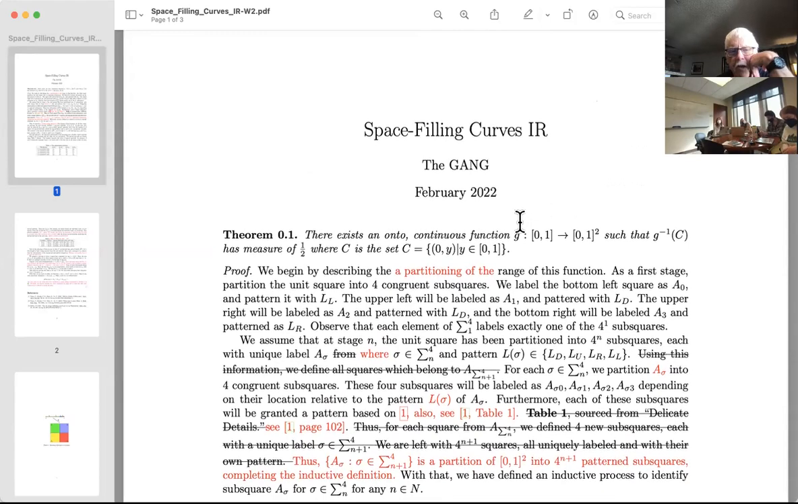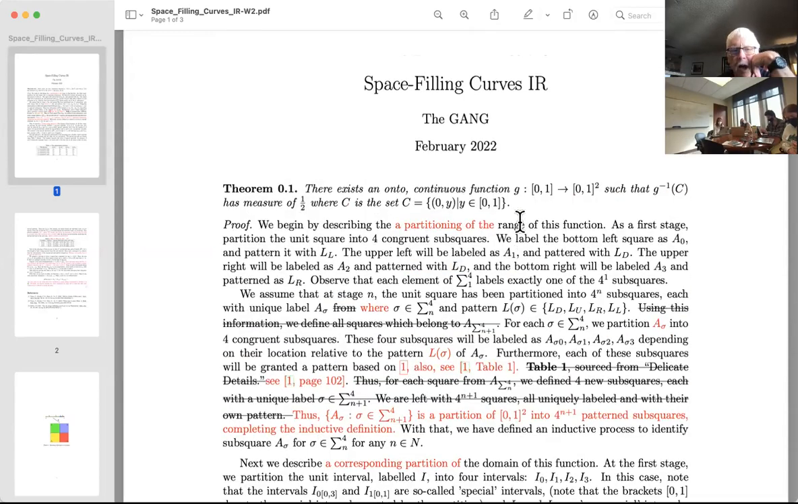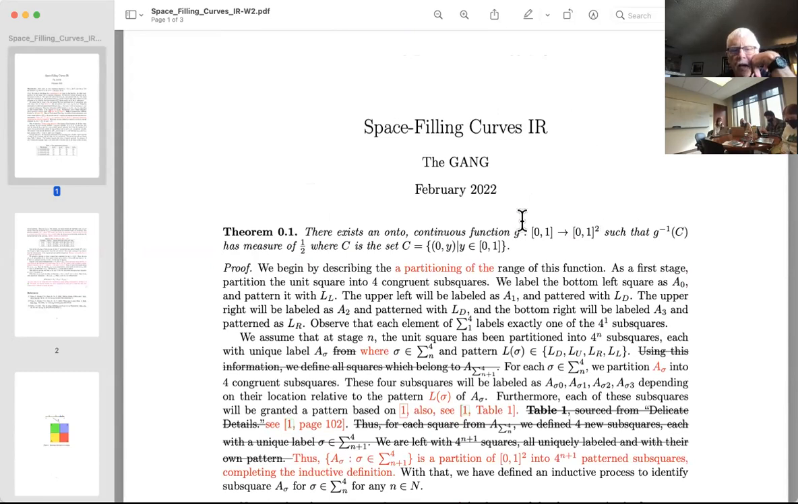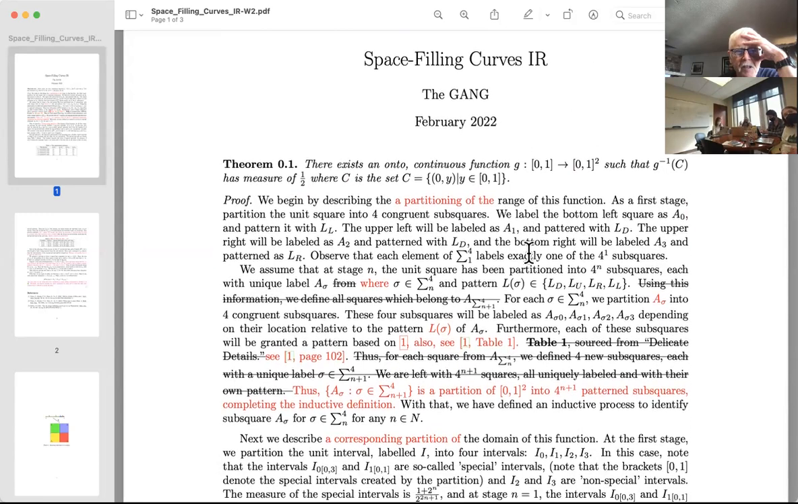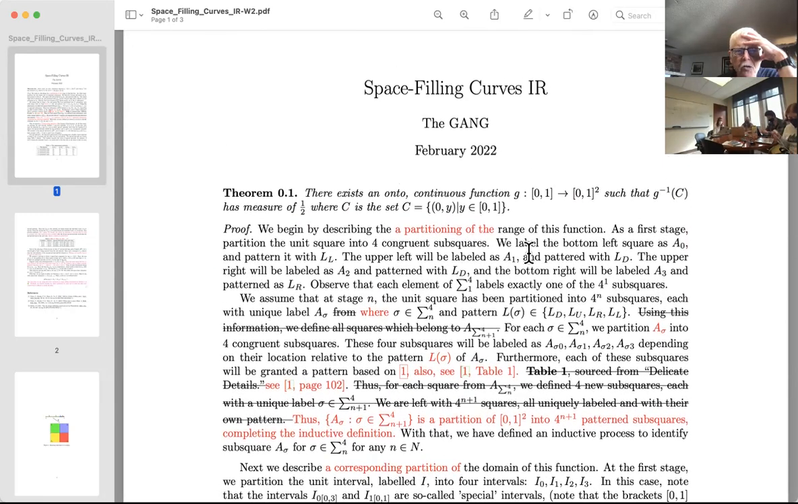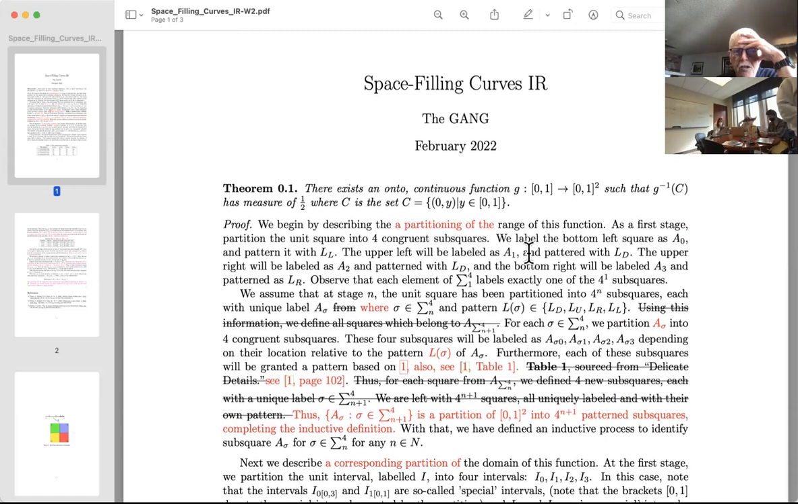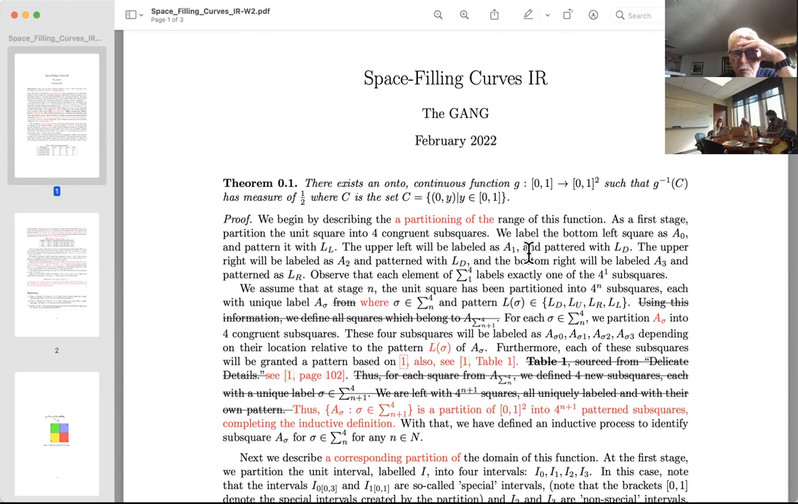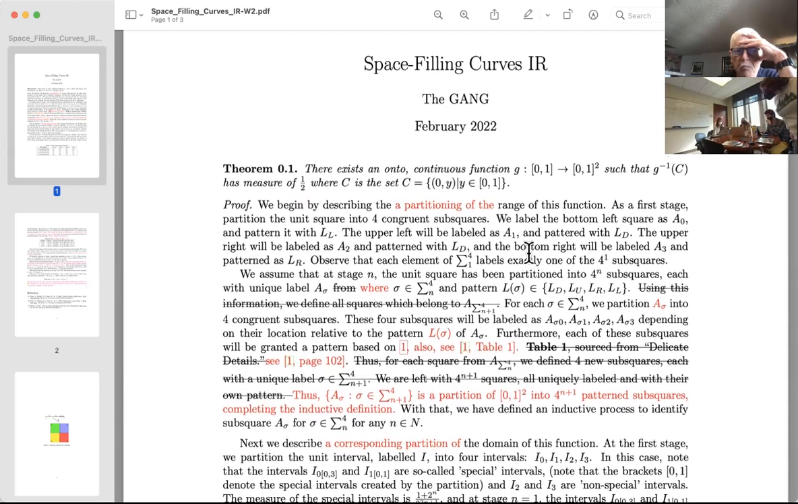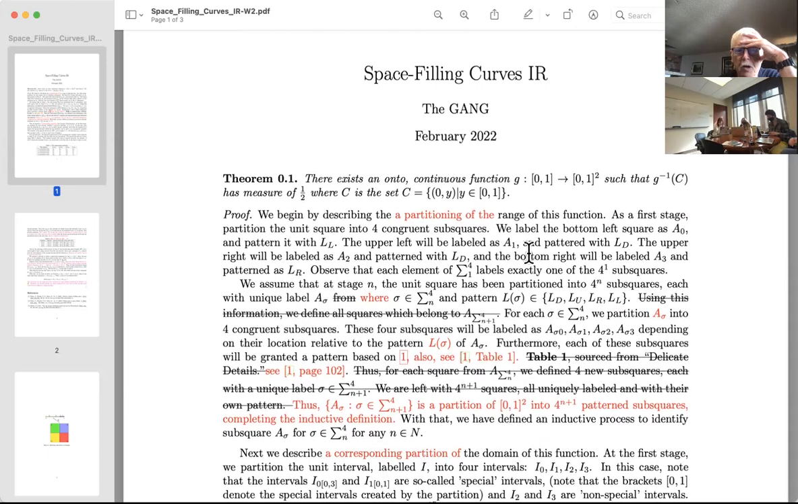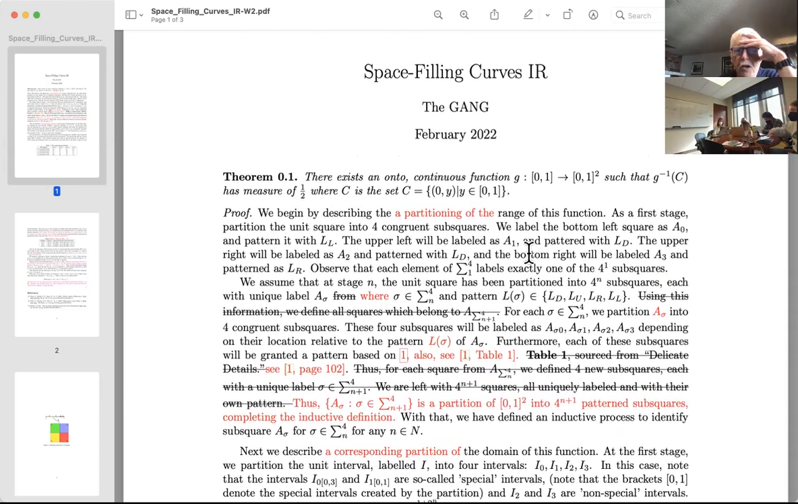So this is basically your stuff, and I put in some comments. So I just thought we'd go through those a little bit. So statement theorem point one. And what you are actually doing is you are describing a partitioning of the range to begin with. And so I added the partitioning because the range is just 0, 1 squared, the unit square. So there's not much to describe that, but what we are really describing is a partitioning of it. And you're going to do it inductively.